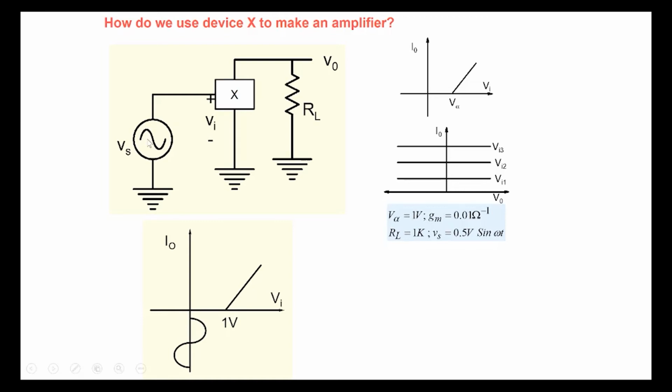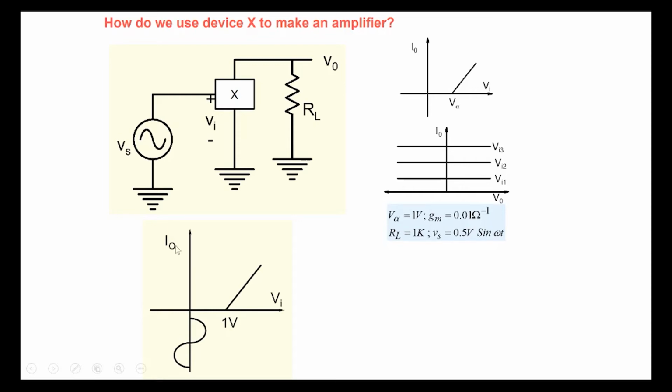So note that we are applying this Vs signal to the input, and we have these characteristics I0 versus Vi given over here. So Vi is varying like this here. Note that when I'm drawing a sinusoid like this, on this axis is Vi, and temporarily, when we are talking about the sinusoid, we are taking the y-axis as the time axis here. Okay, so when my Vs signal goes like this, it will reach a maximum value of 0.5, and then it will go to a minimum value of minus 0.5.